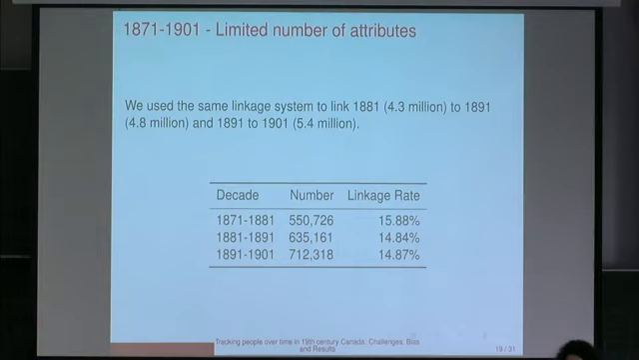We took this system that we developed from 71 to 81, and used the same system to link 81 to 91 and 91 to 1901. These are the number of links that we're getting. You can see the decade in the table and the linkage rate with reference to the census that we're linking from. So we're linking about 15% of records. Again, these are one-to-one links, so these are only records for which only one record was linked.